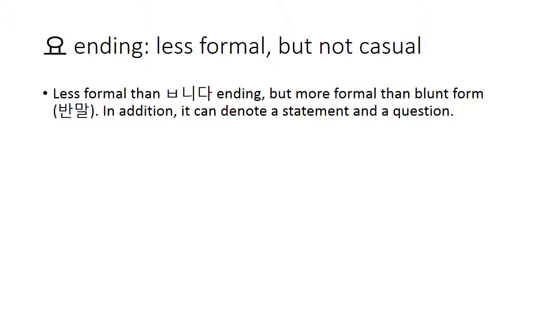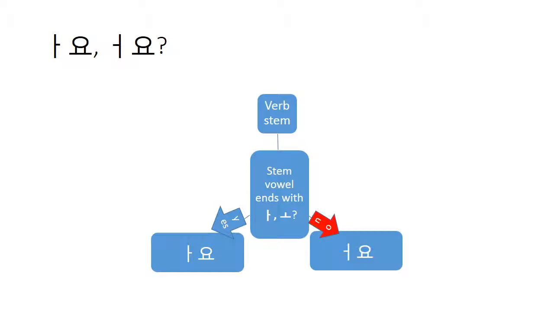If it is 안녕하세요? that's a question because it has a rising tone. But if it is 안녕하세요. with a falling tone, then that's a statement. 자, 아요 versus 어요. 자, again, we start with the verb stem.